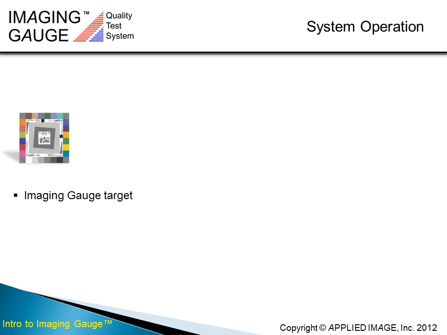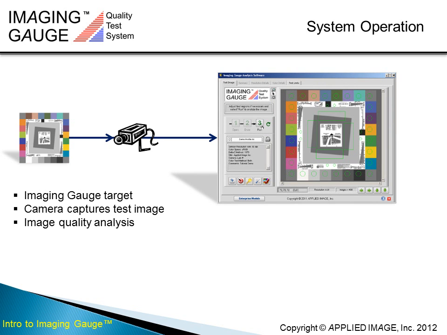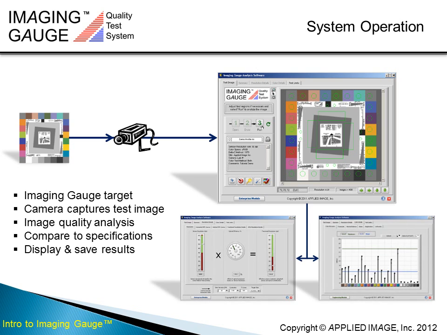Imaging gauge system operation starts with the imaging gauge target. The camera captures the test target and feeds it to imaging gauge software, which does image analysis, compares the images to specification, and displays and saves the test results.